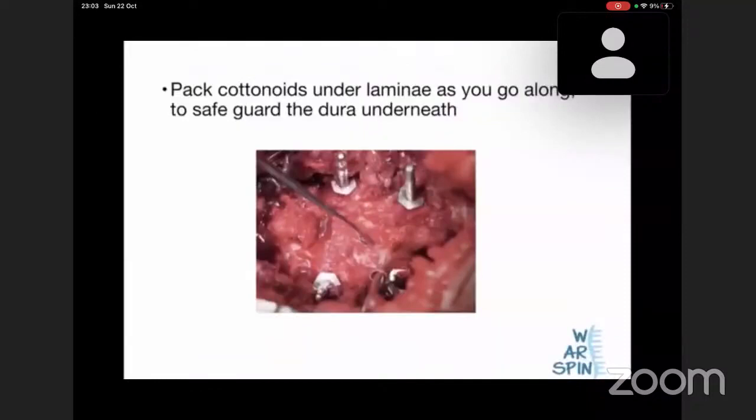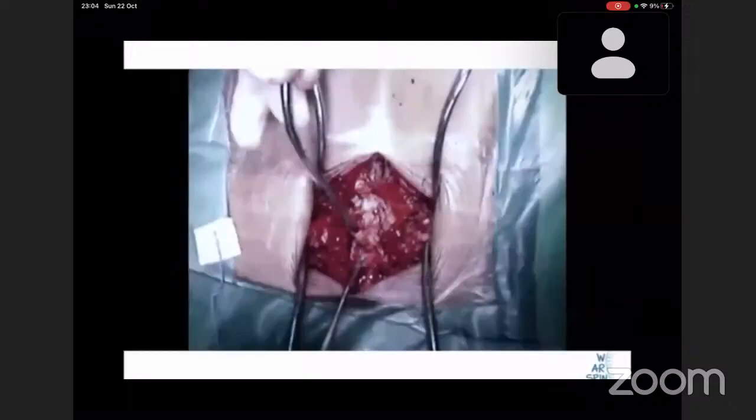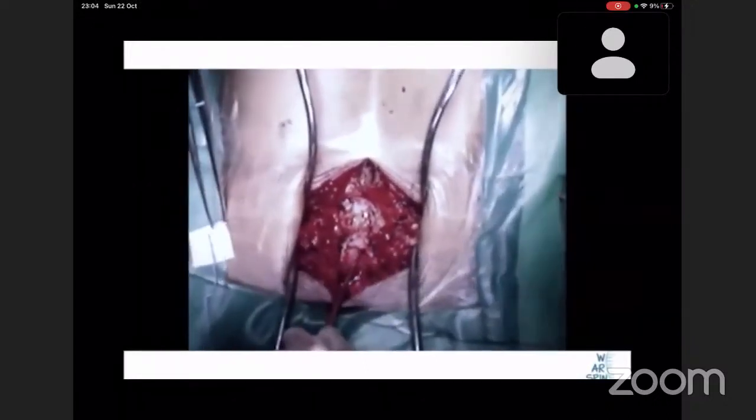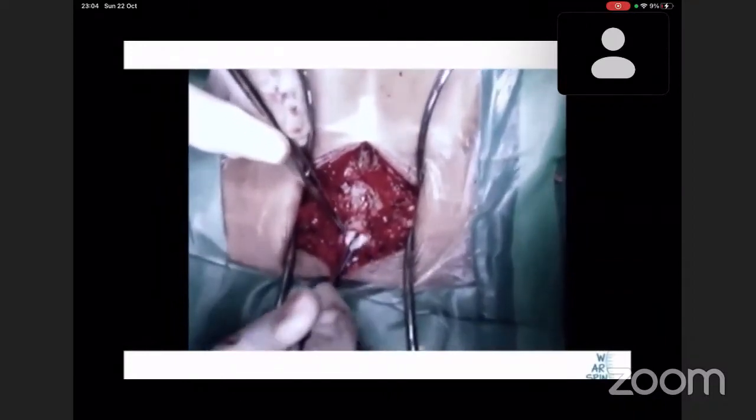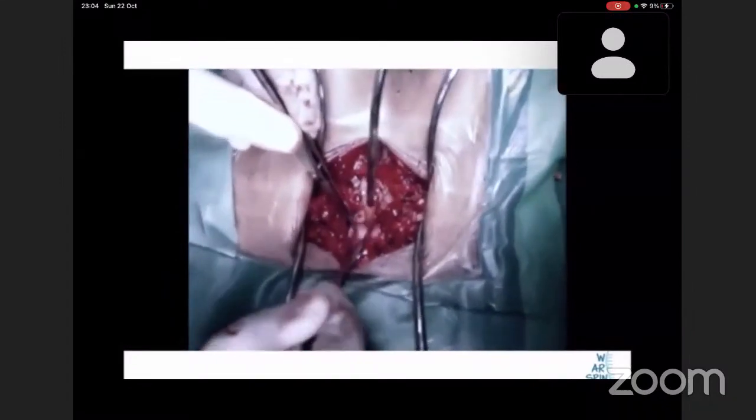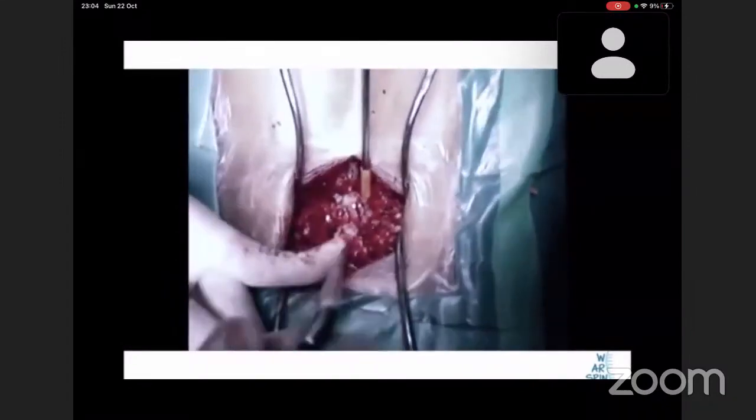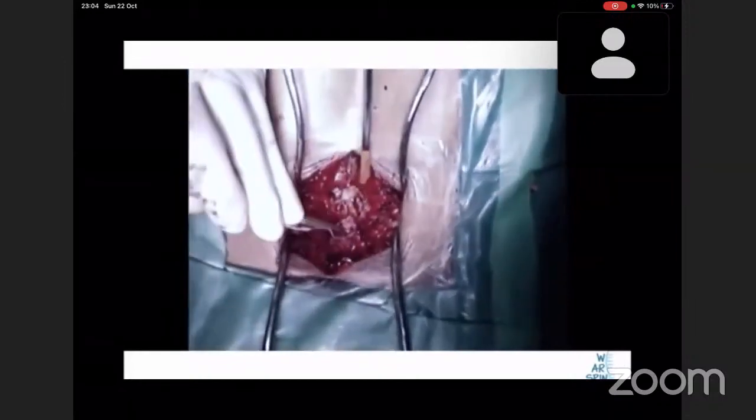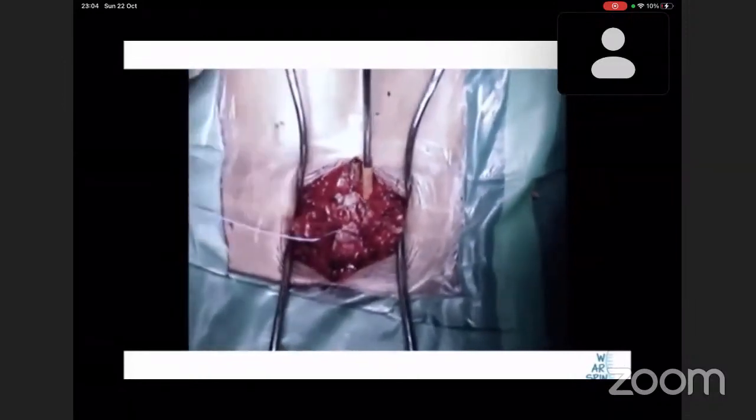As you move further with your decompression, you can start packing cottonoids under your lamina to safeguard the dura underneath and to start slowly separating off the ligamentum flavum from the lamina. So the cottonoids or patties help create a smooth plane under which you can start passing your Kerrison. Slowly and steadily progress along and start removing the remaining part of the lamina.